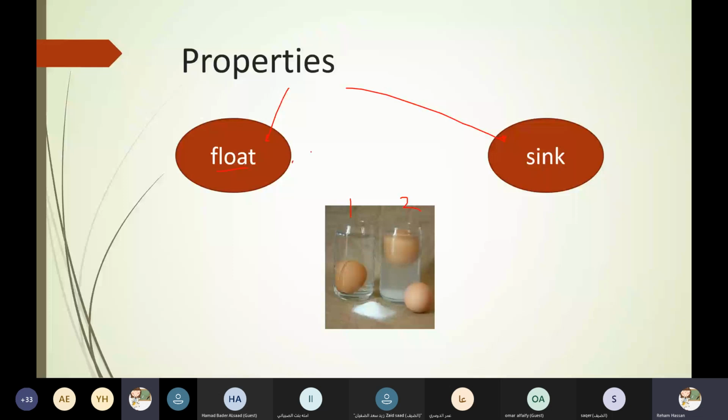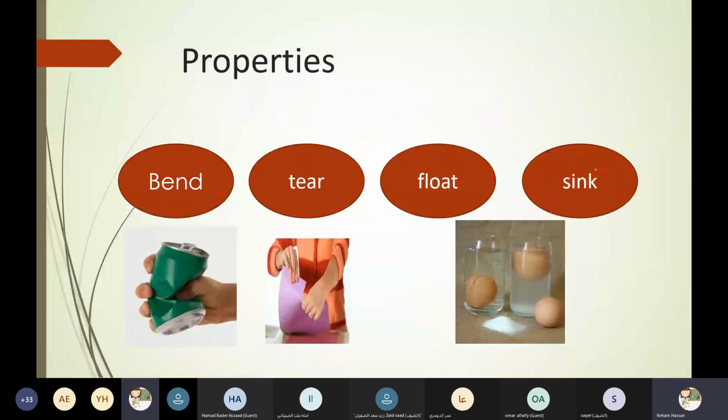So solids can float and can sink. Say it again. Float and sink. Amazing, thank you so much. So again, what are the properties of solids? Solids can bend, can tear, can float, and can sink. Okay, and many different properties. Not only these properties of the solids.